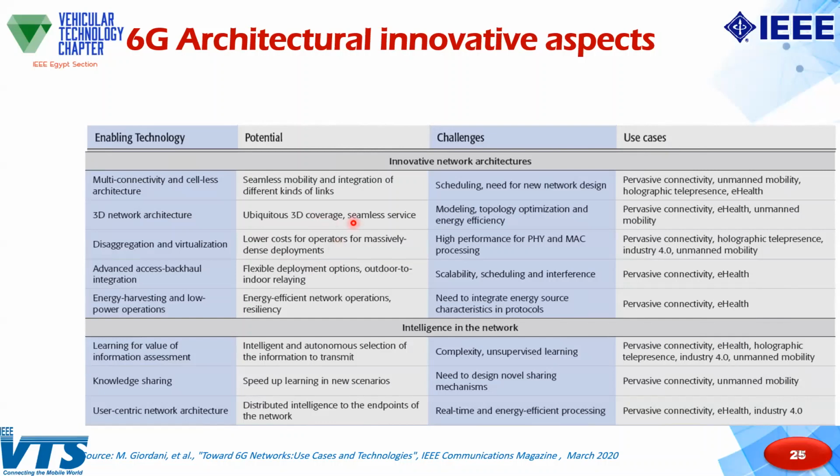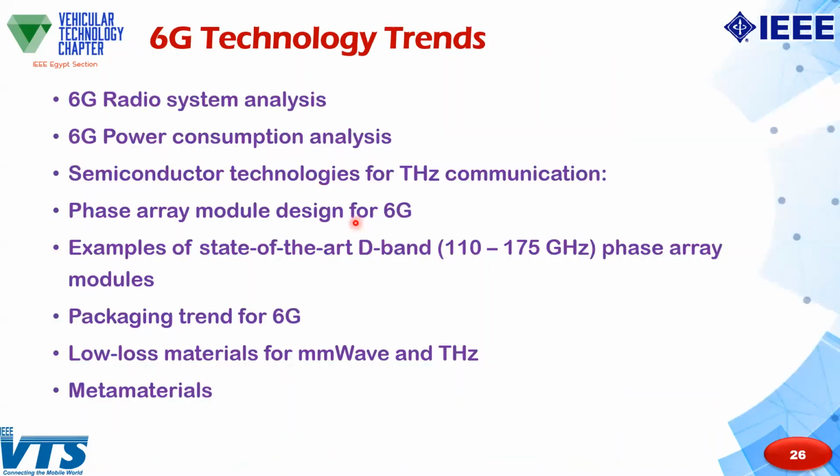If we are moving toward the trends of 6G, as we said, we have 6G radio system analysis, we have power consumption, and we have to think about the semiconductor technology for terahertz. These are some of the challenges for 6G. Phased array module design, some state of the art, may be published last January 2023: D-band 110 to 175 gigahertz phased array modules.